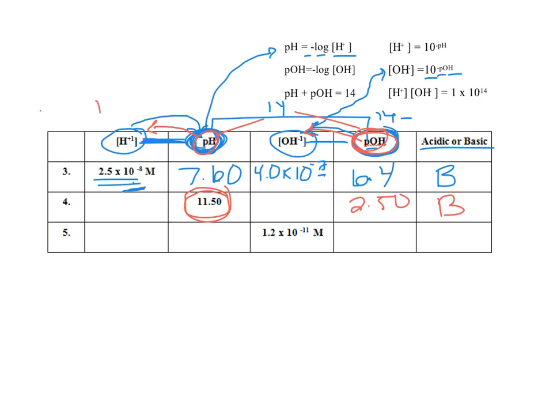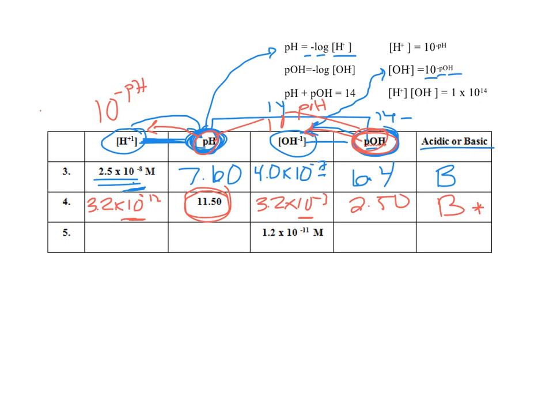And so this will be 10 raised to the negative pH. And then plug that in, and you'll get 3.2 times 10 to the negative 12th. And then same thing for OH, 10 raised to the negative pOH. And so that will be 3.2 times 10 to the negative 3rd. Once again, you can see we have way more OH than H, and so that also confirms that we know it's basic.